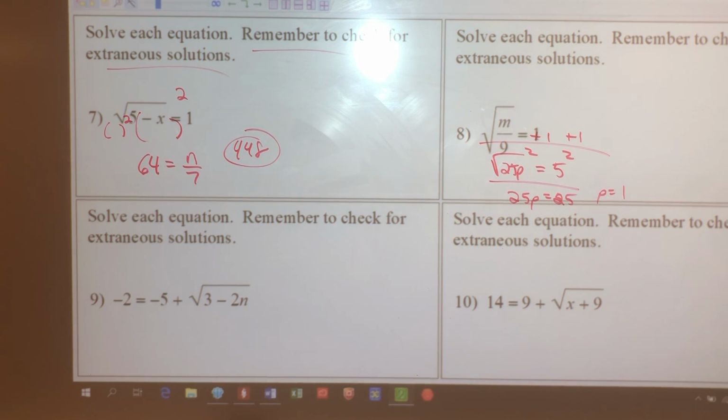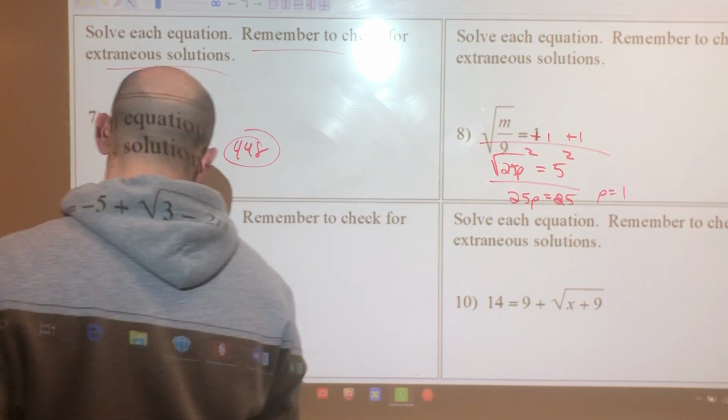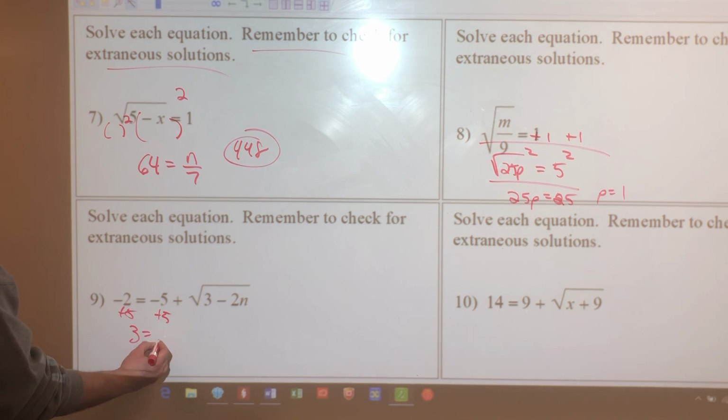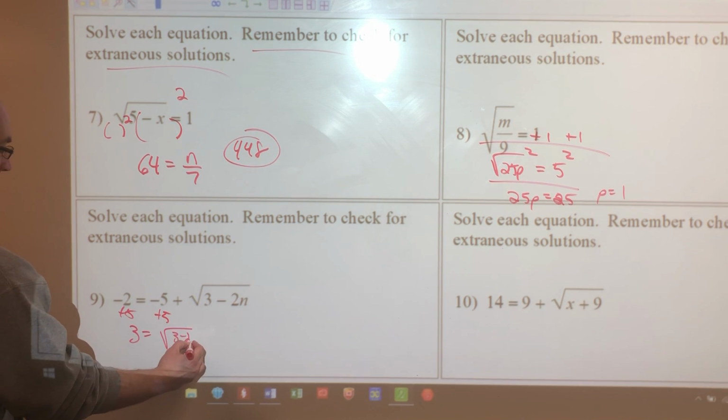The introductory video here is really and truly just solving equations. So we'll do 1 or 2 more and then we'll call it a day for this video. Add 5 to both sides. 3 is going to equal the square root of 3 minus 2n.